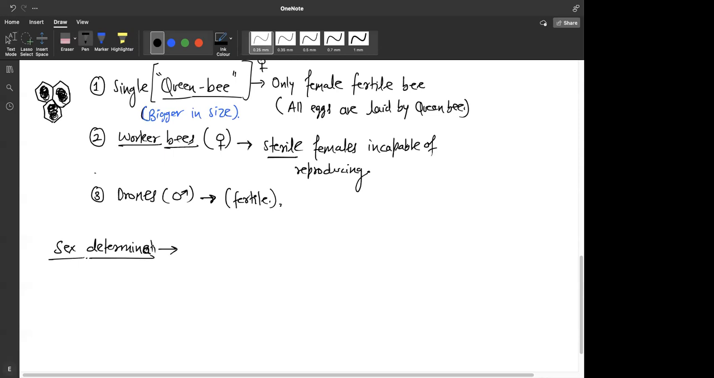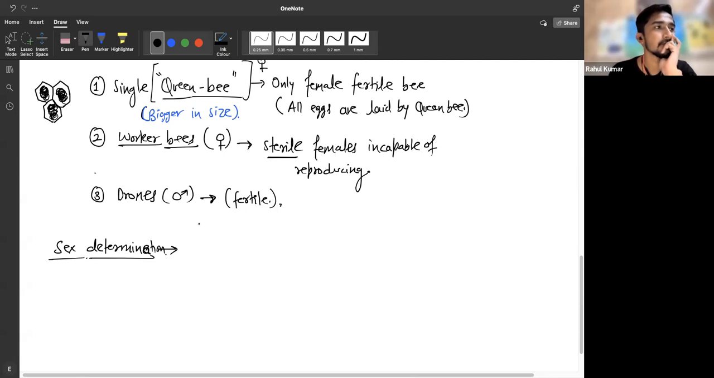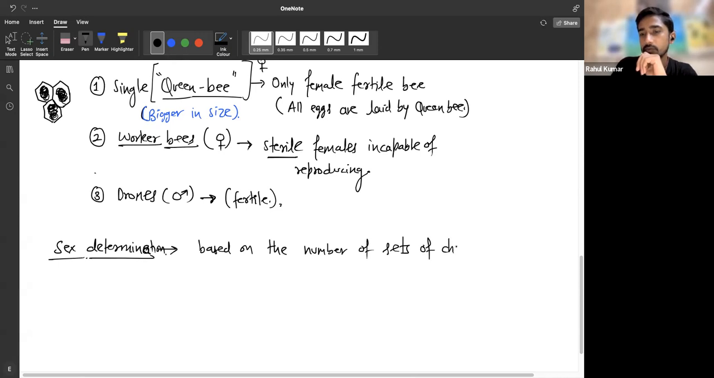Now, write down: in bees, the sex determination is based on the number of sets of chromosomes present in an individual.